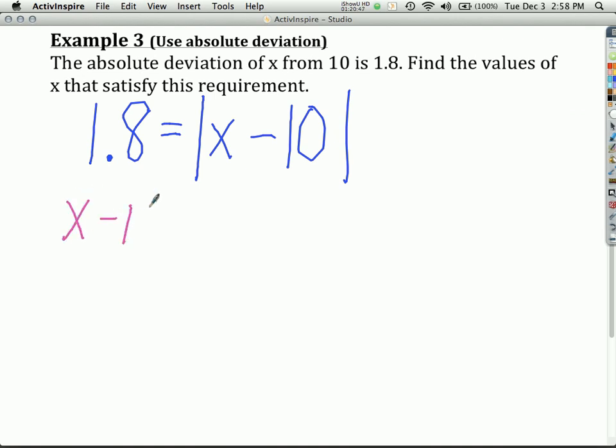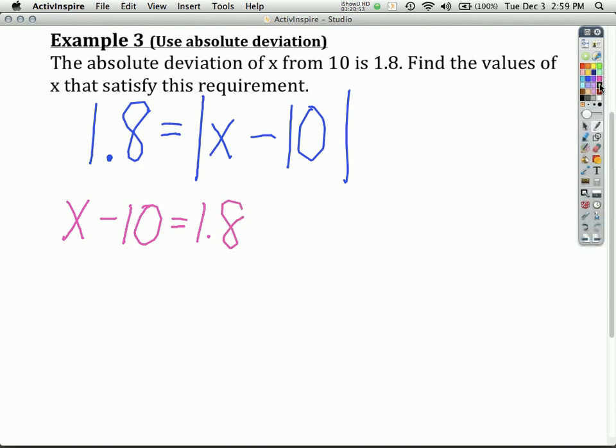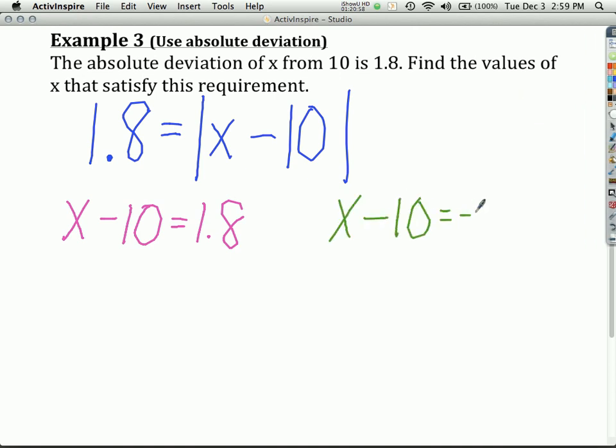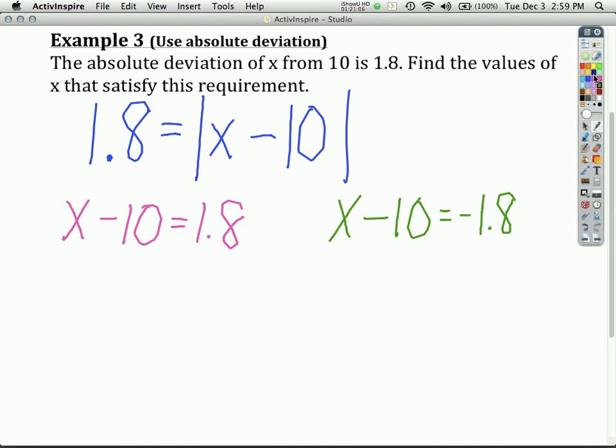x minus 10 equals 1.8. And then the next one is going to be the same thing, except the value will be negative. x minus 10 equals negative 1.8. And now solve both of them, and you get what is called the absolute deviation: the two numbers that tell you how far away from 10 you can go.